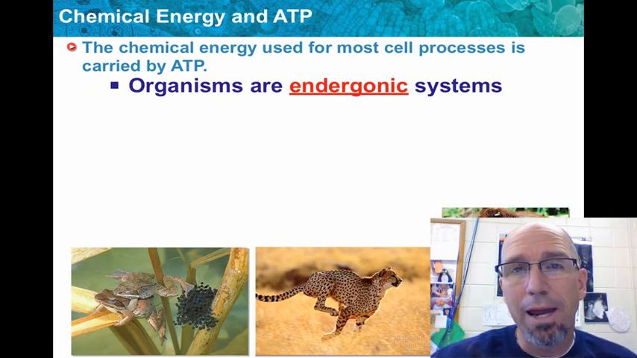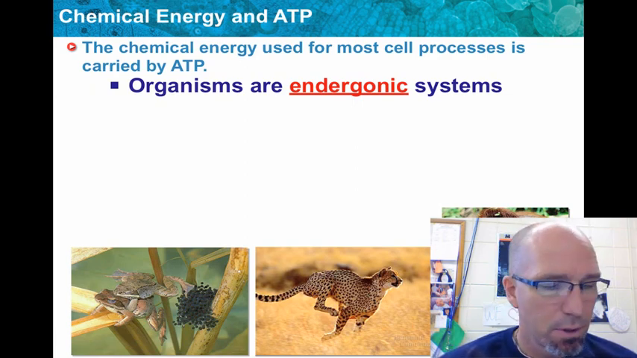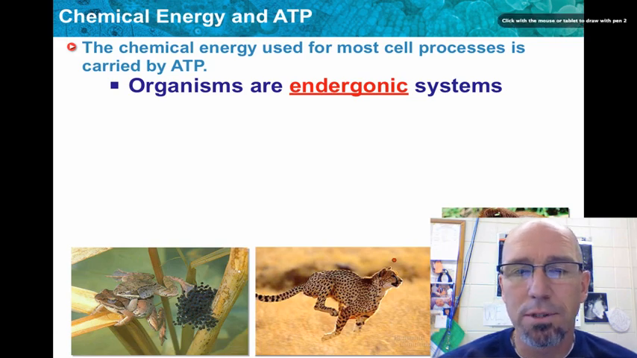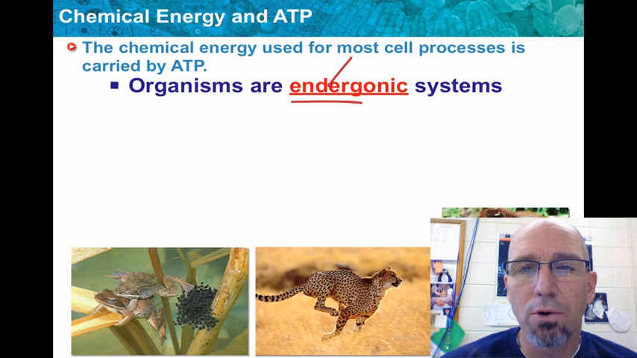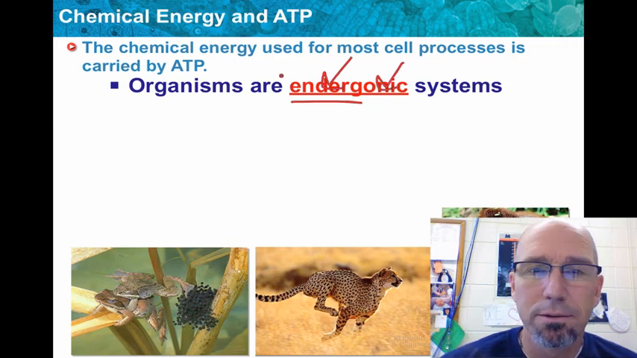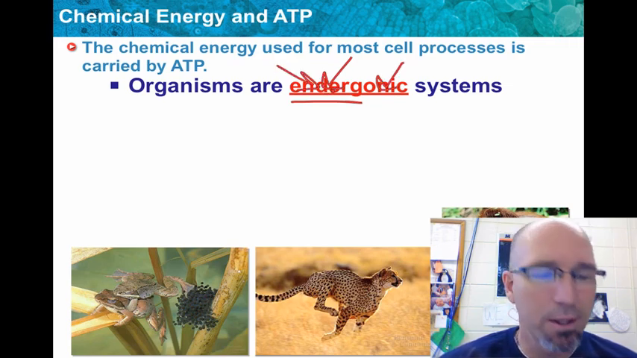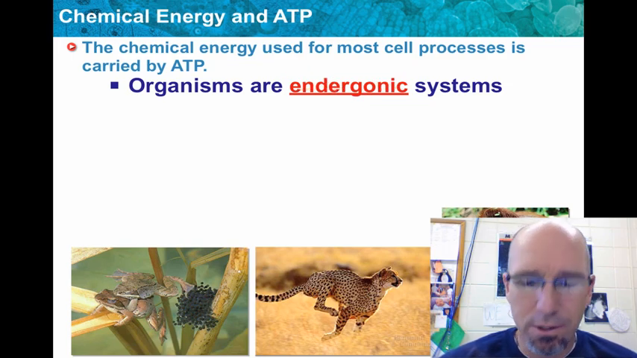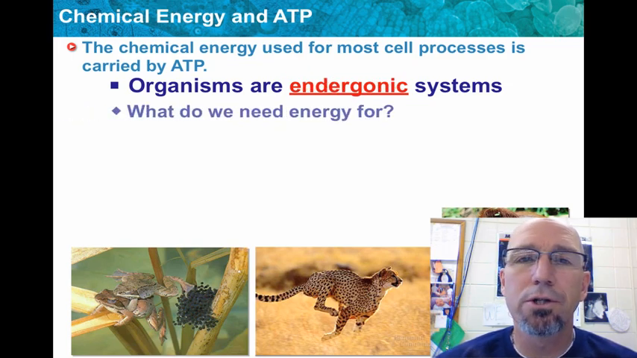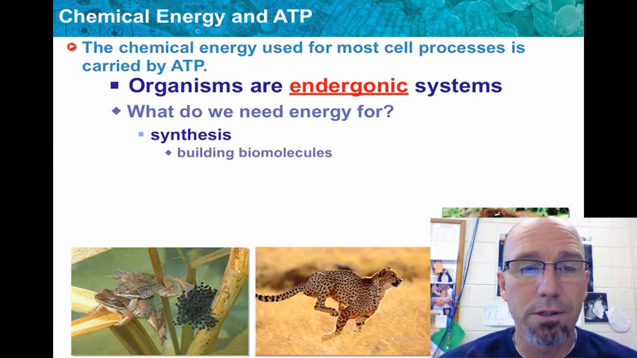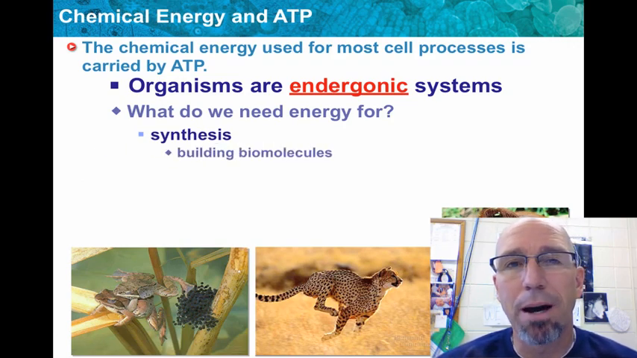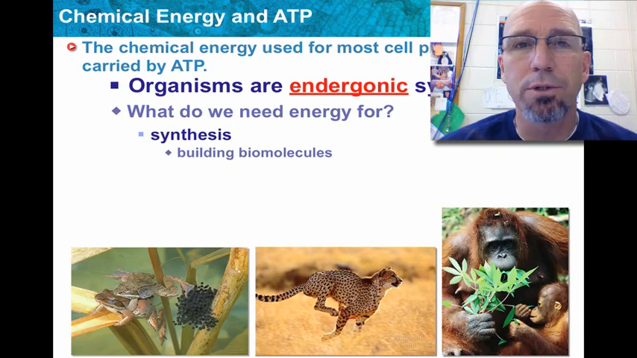Organisms are endergonic systems. What does endergonic mean? That means that they require energy. That energy is always going into them. Think about that. Energy is always going into us as we eat our food. Well, what do we use that energy for? Well, we use it for synthesizing things, so building things. So we build big biomolecules like carbohydrates and proteins, nucleic acids and lipids.